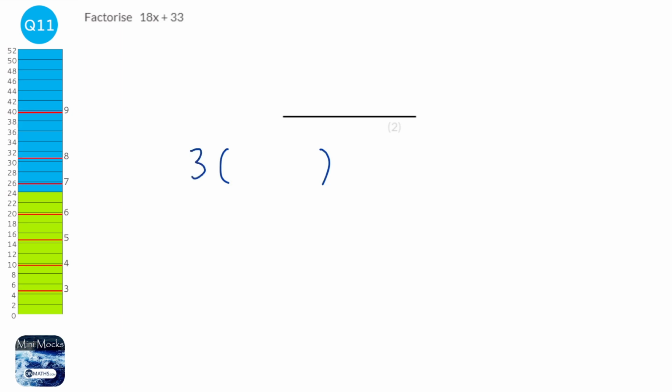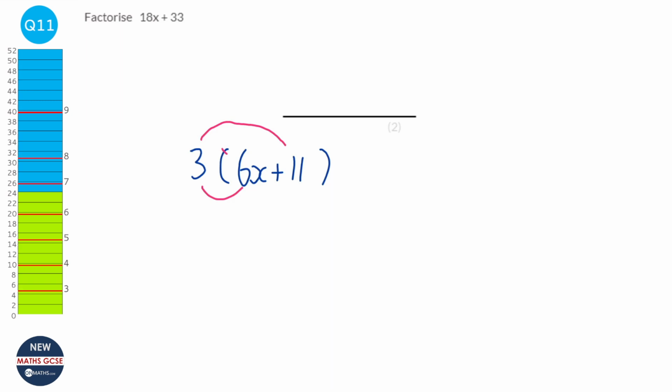And there's no letter we can divide out of both of them because 33 doesn't have a letter. Next we ask ourselves, 3 times what is 18x? Well, 3 times 6 is 18. 3 times 6x will be 18x. Then we ask ourselves, what times 3 is 33? And that's obviously going to be 11.